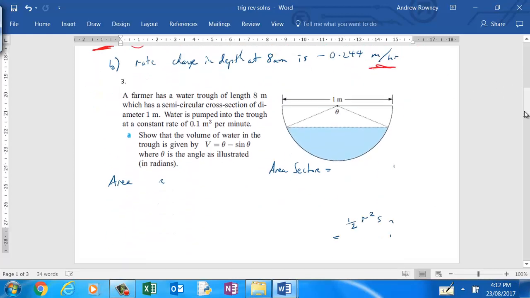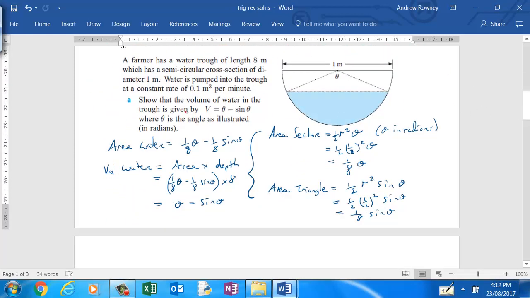Okay, next one is a water trough. We have to show that the volume is given by that. To get the volume, we need to get the area of the cross section and then times by the depth, and the depth is 8 meters into the page. So to get the area of the cross section, we need to get the area of the sector, which is this bit here, and then we're going to subtract the area of the triangle, and that'll leave us the area of the water. So the area of the sector, that's over here, is half r squared theta.